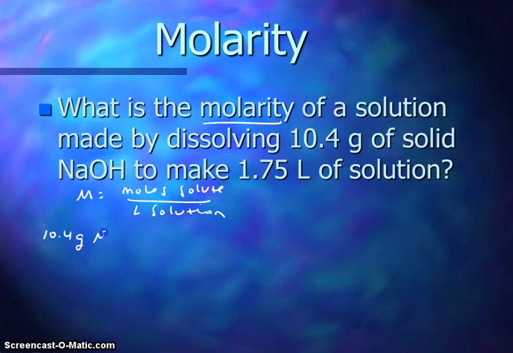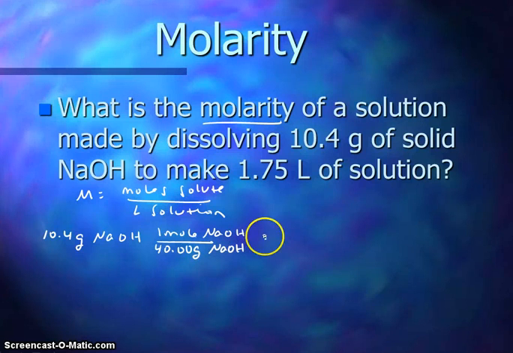10.4 grams of sodium hydroxide. We need to get that to moles of sodium hydroxide. So 1 mole of sodium hydroxide is the molar mass for sodium hydroxide. So we look that up on the periodic table and we get 40.00 grams of sodium hydroxide. We want 3 digits in our answer, so when we plug this into the calculator, we're going to get 0.260 moles of sodium hydroxide that we're going to dissolve in 1.75 liters of solution.